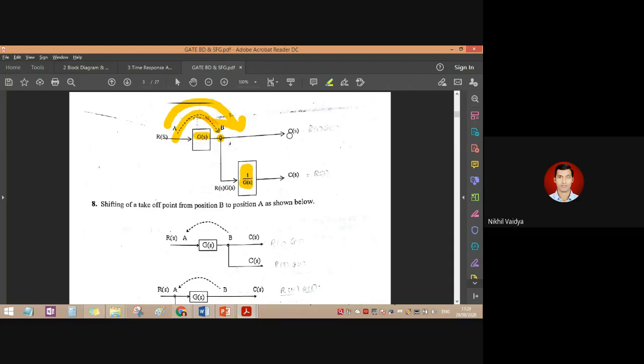So let us see what values we are getting at this particular output. Now what we are getting here is R of S into G of S only, the same. Because this particular output C of S is equal to R of S into G of S. How, sir? G of S is equal to C of S upon R of S, or you can write C instead of C B also, no problem. But what will be the value of this particular position as the output? G of S into R of S. So I have written here G of S into R of S.